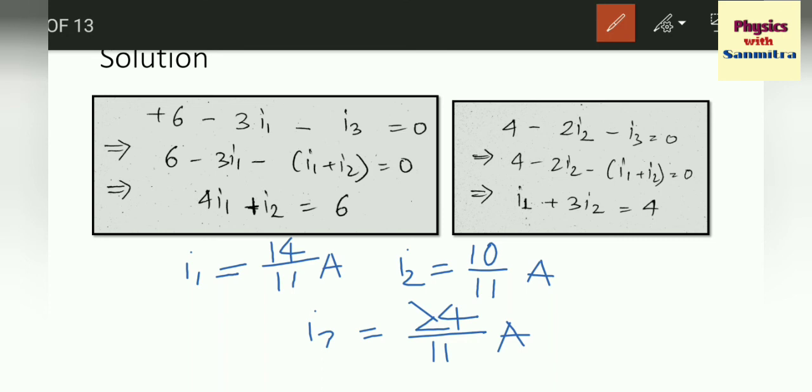Now it is your job to solve problems on KCL and KVL from any standard book and understand the sign convention better, because the more you practice, the more you will be able to grasp the concepts.